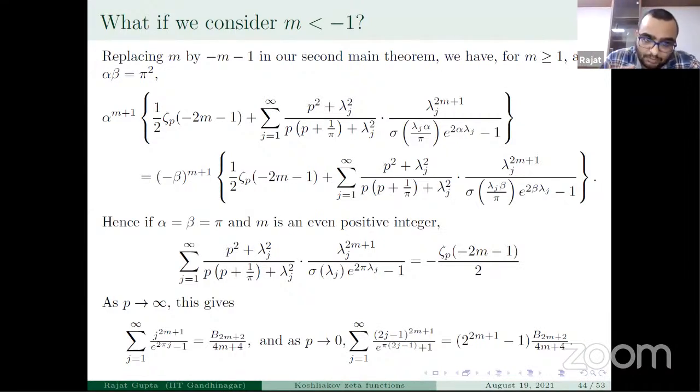Hence, if we take alpha beta equal to pi and m an even integer, then surprisingly, we obtain a closed form of this series, which is equivalent to minus zeta_p(minus 2m minus 1) upon 2. And as p tends to infinity, it reduces to the known formula. And if you take p tends to 0, we obtain this new formula where the sum is j from 1 to infinity, where now the argument is 2j minus 1. That means you are summing over odd numbers, (2j minus 1) to the 2m plus 1, e to the pi (2j minus 1) plus 1, which is equivalent to this form, where B is nothing but the Bernoulli numbers.